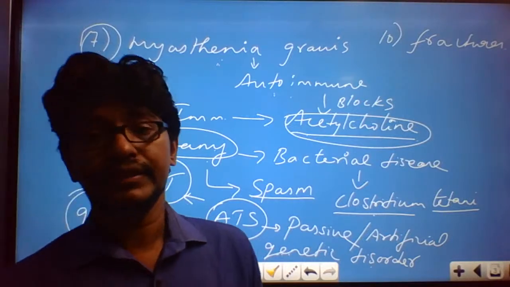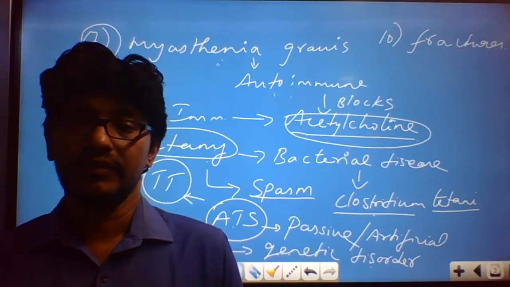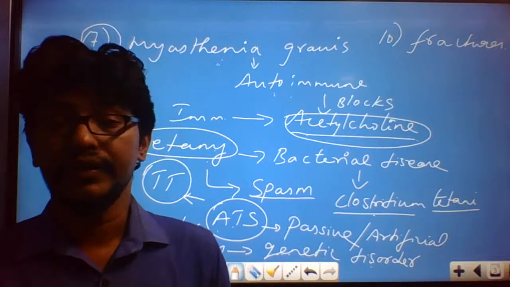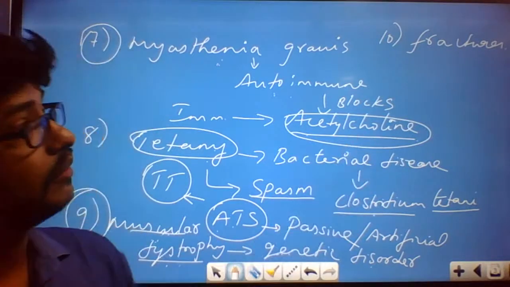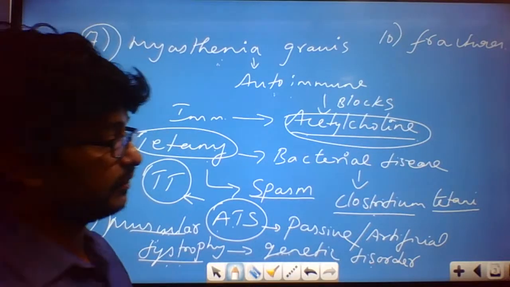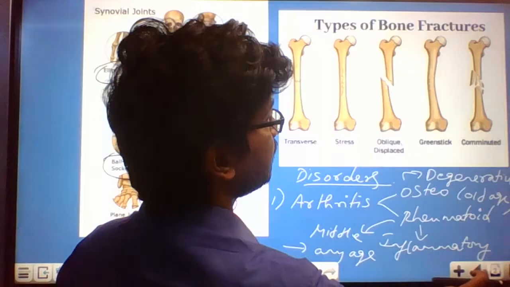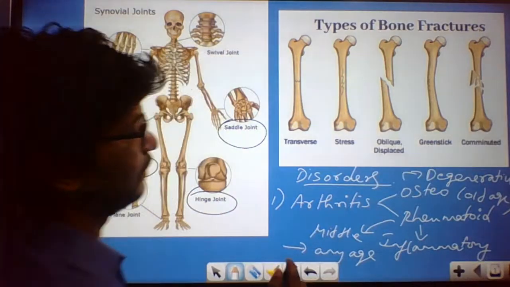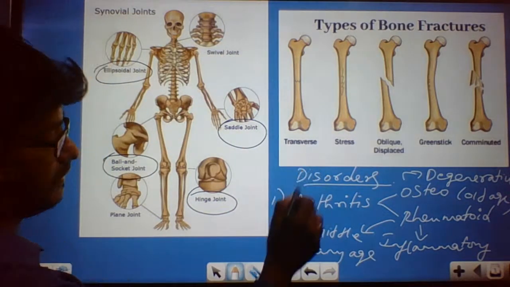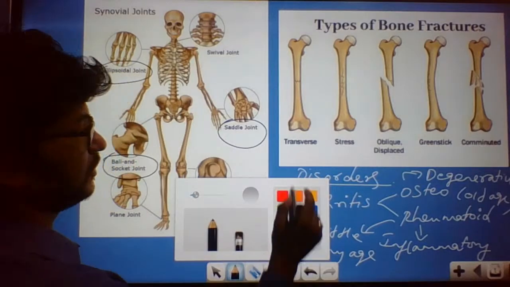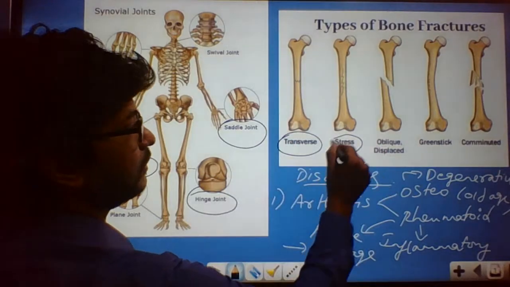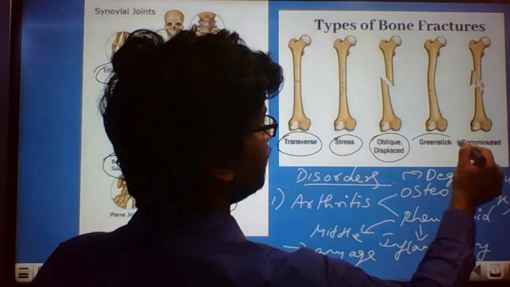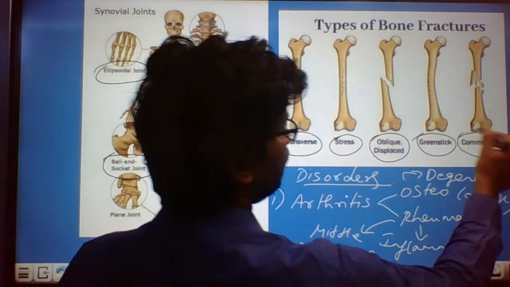So with this we are coming to the end of this particular chapter. We are almost near to the end. That is the disorders. When we are talking about the fractures, இதுல வந்து we discussed about the types of the bone fractures. இதுல வந்து transverse fracture, stress fracture, oblique displaced fracture, green stick fracture, comminuted fracture.